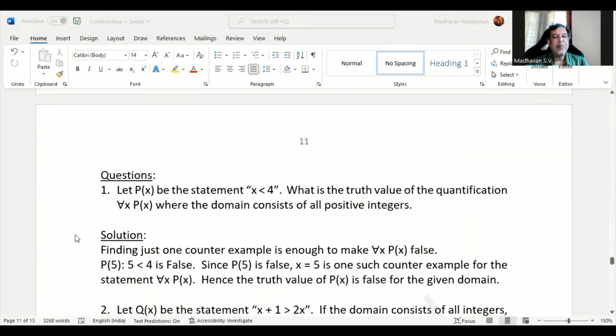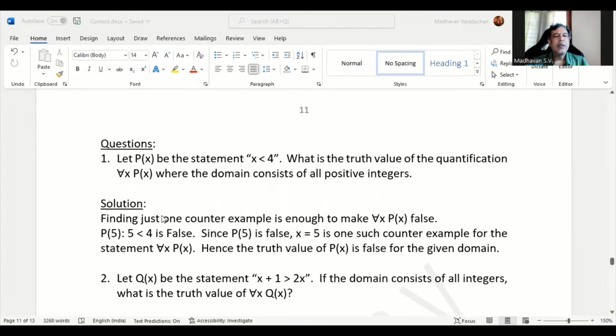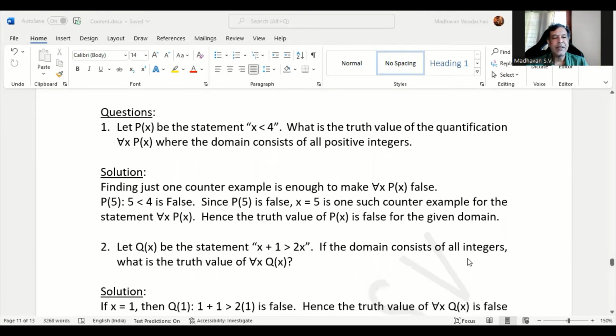Some questions. Let P of x be the statement x less than 4. What is the truth value of the quantification for all x P of x, where the domain consists of all positive integers? Just finding one counterexample is enough to make for all x P of x false. Let us consider x as 5, then P of 5 becomes 5 less than 4, and that is false. So x equal to 5 is one such counterexample for the statement for all x P of x to be true. Hence, the truth value of for all x P of x is false for the given domain. I mean, it doesn't hold for all positive integers.